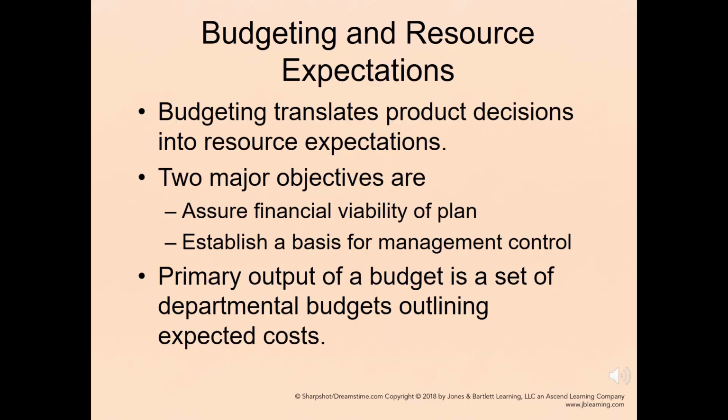Budgeting translates product decisions into resource expectations. There are two major objectives: assure financial viability of a plan and establish a basis for management control. The primary output of a budget is a set of departmental budgets outlining expected costs.